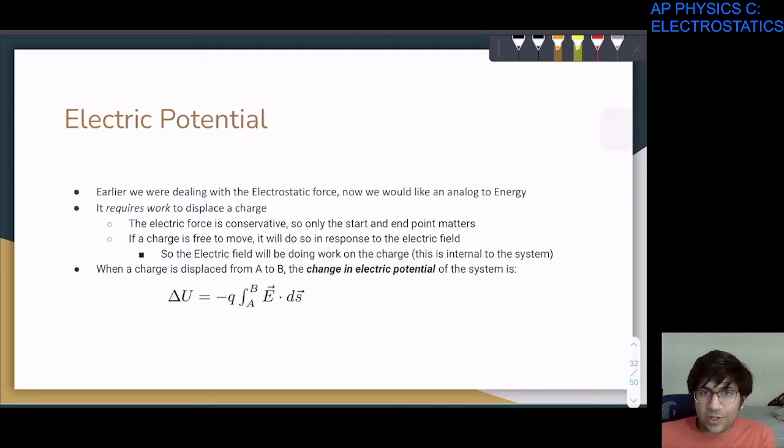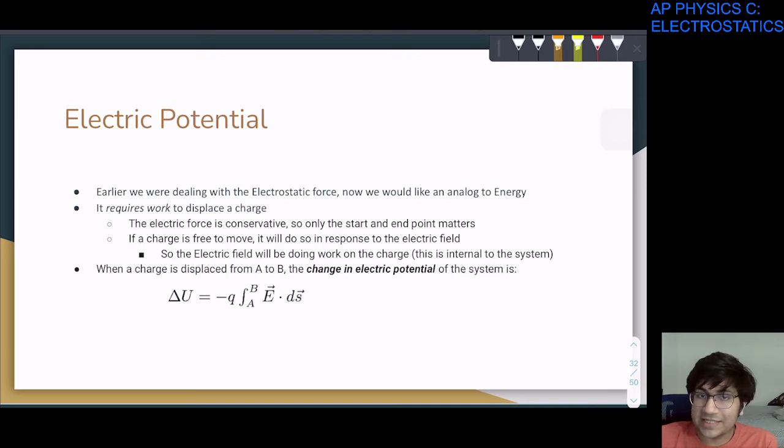So, just now, we were dealing with electrostatic force, and now we want an analog to energy. If you remember in mechanics, we had force, and then we had a chapter on energy, which was a completely different topic, and we had another topic called momentum. We've just finished the electrostatic force chapter. Now we're going to look at energy. And the observation is that it requires work to move a charge.